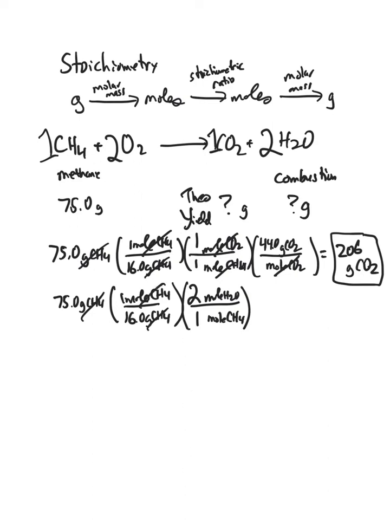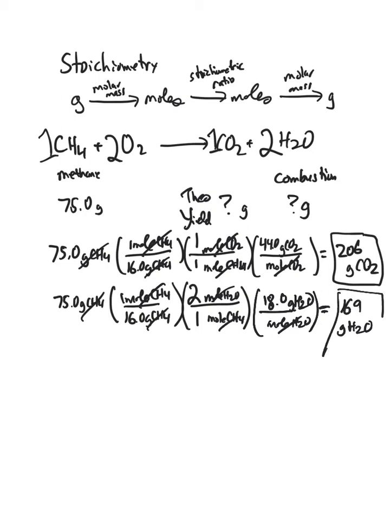So moles methane divided by moles methane. I've got moles water that I want to convert to grams of water. Moles water divided by moles water. That'll give me grams of water. 75 divided by 16 times 2 times 18 is 169 grams of water.